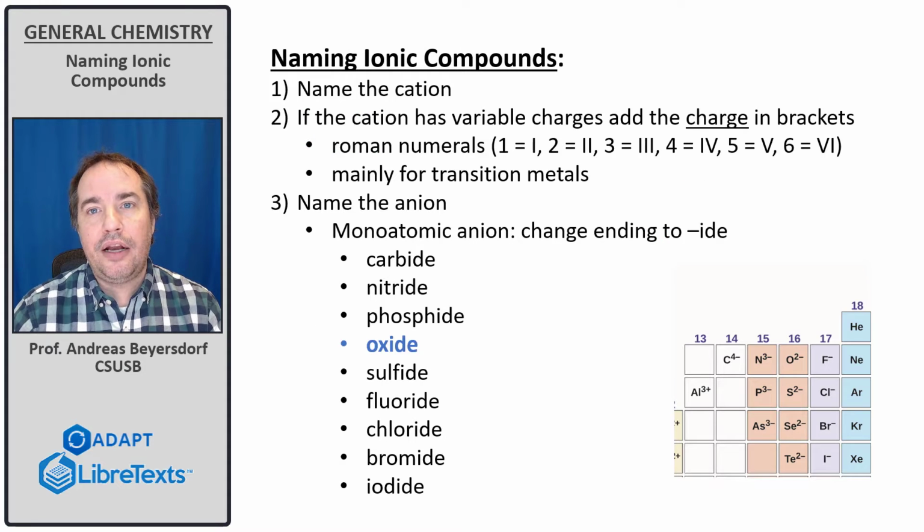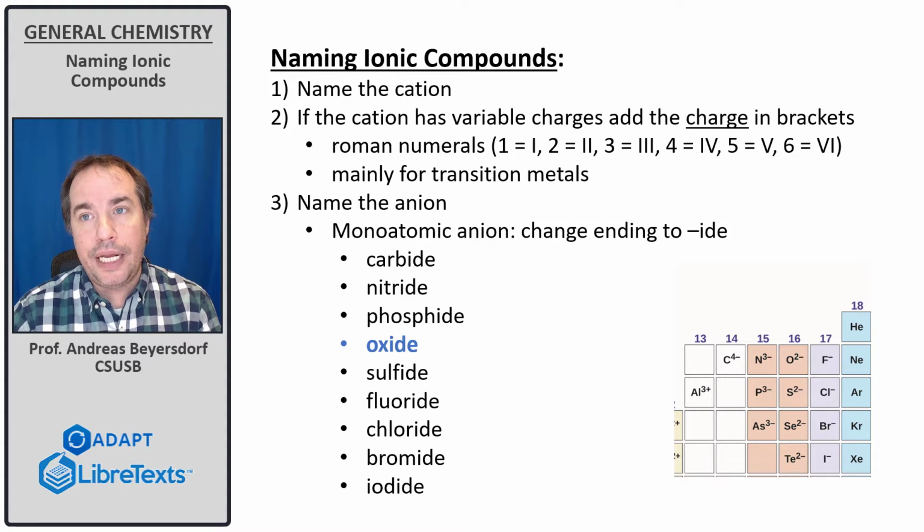Now, naming the anion has 2 different types. One is if the anion is a monatomic anion. That means it's by itself. So for instance, if you have carbon as your anion, we change that carbon to carbide. Nitrogen gets changed to nitride, phosphorus to phosphide, sulfur to sulfide, fluorine to fluoride, chlorine to chloride, bromine to bromide, and iodine to iodide. One key one is oxygen. Oxygen gets changed to oxide.